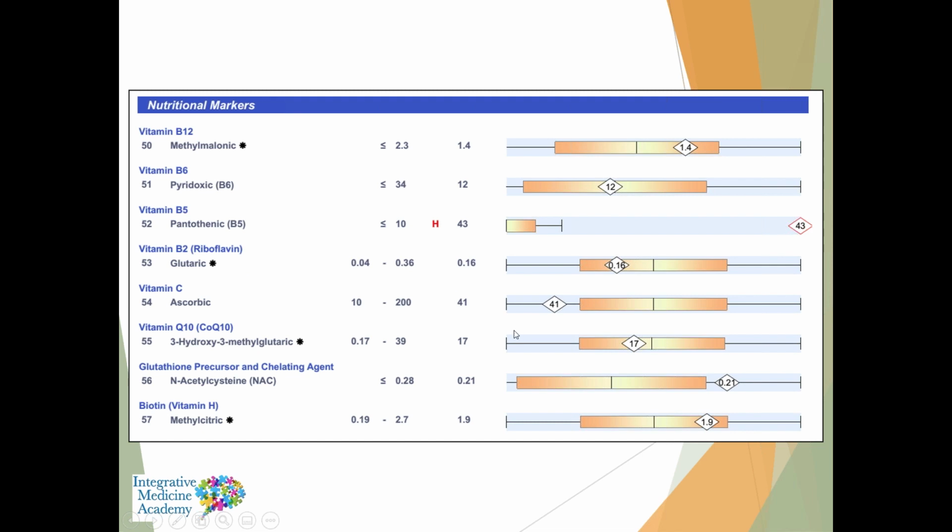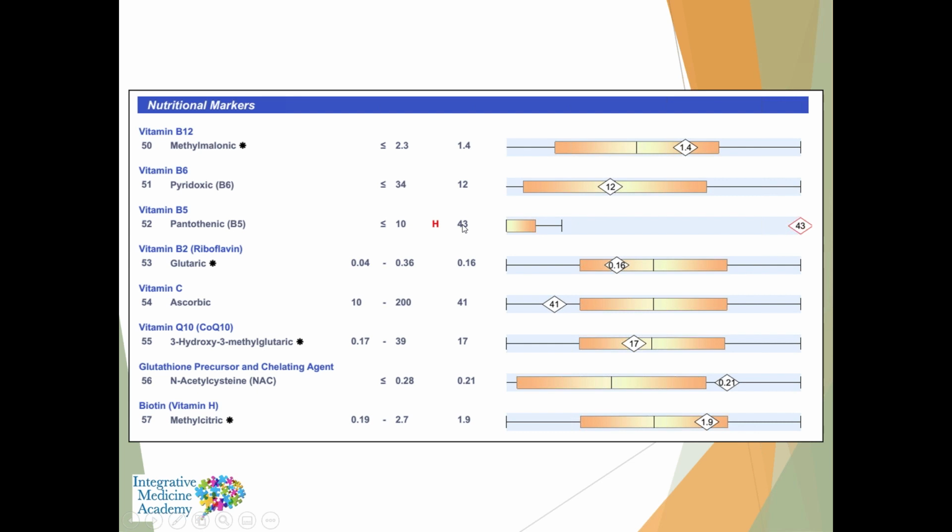Things actually look pretty good. We've got an elevation of pantothenic acid, not uncommon. Sometimes that'll be high just because somebody's actually taking B vitamins. If you have an individual who has high pantothenic acid, for example, it could be that there is a conversion problem. So pantothenic acid gets converted to coenzyme A. Coenzyme A complexes with things like acetyl groups to become acetyl coenzyme A. So the coenzyme A is directly linked to B5.